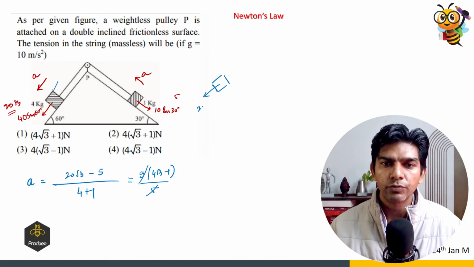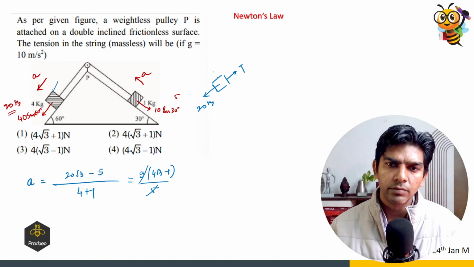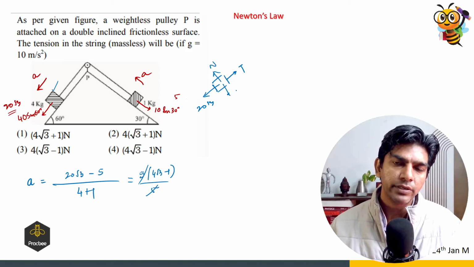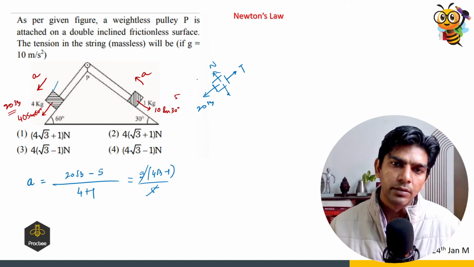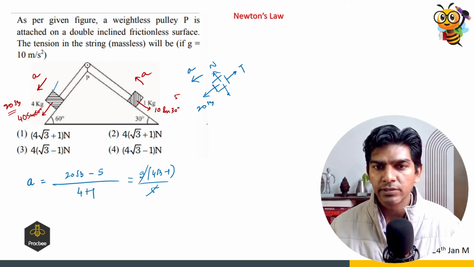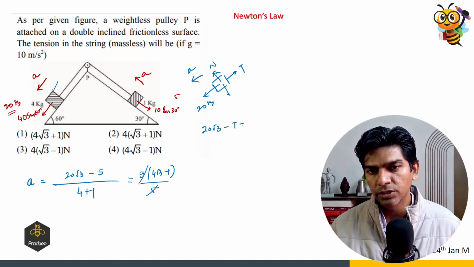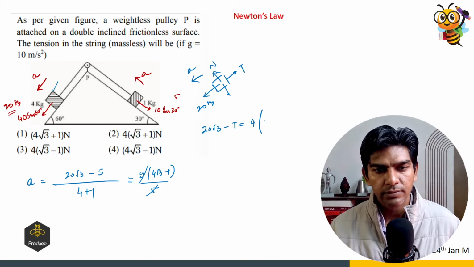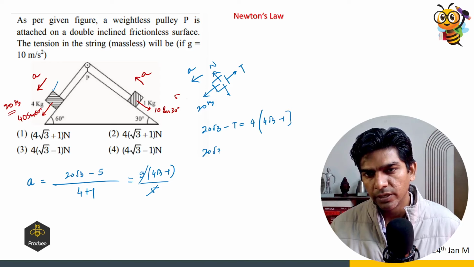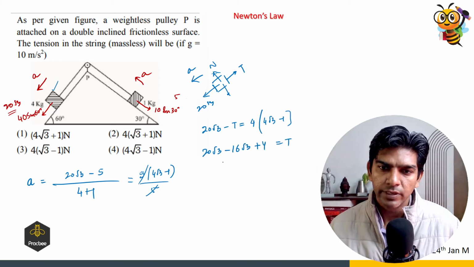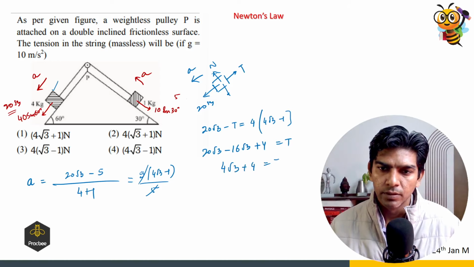There is a weight component of 20 root 3 down the incline. There is a tension up the incline, normal reaction and weight component normal to the incline. We don't have to worry about that because we're going to apply Newton's second law down the incline. Acceleration we have calculated. So net force down the incline will be 20 root 3 minus T. Mass of this block is 4 and the acceleration is 4 root 3 minus 1. Now from this we have to find the tension. So 20 root 3 minus 16 root 3 plus 4 equals T. That comes out to be 4 root 3 plus 4. So tension comes out to be 4 times (root 3 plus 1). So option 2 is the right answer.